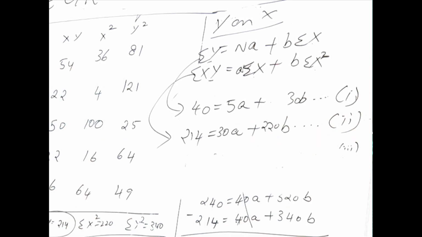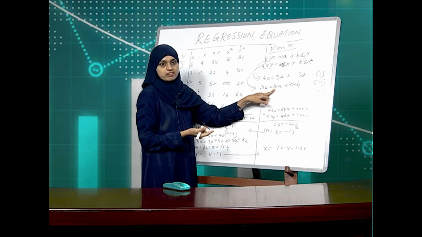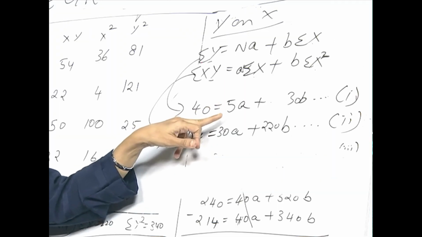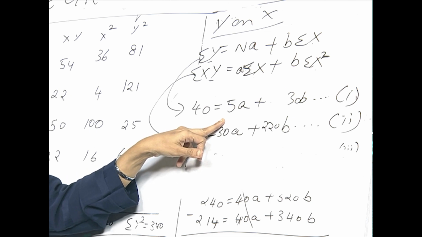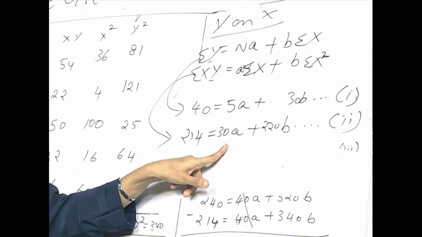Again the process remains the same. We try to eliminate any one, a or b, so that we get the value of the other. So if you see, what can we eliminate? This is 30 here and this is 5. So we can multiply this equation with 6. So 5 times 6 becomes 30. So this 30 and this 30 get eliminated.